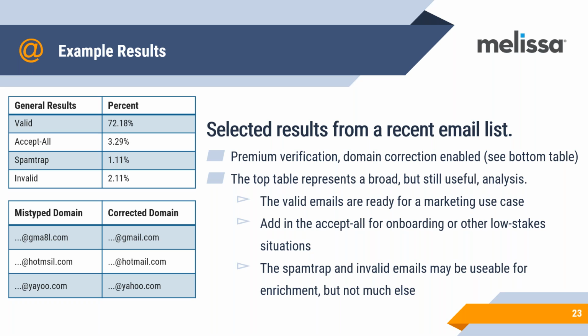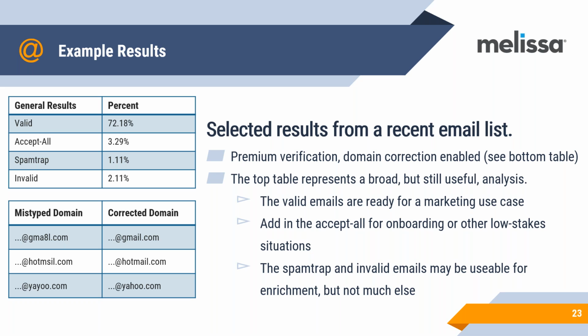This is just a few data points from a recent list we processed. You'll notice the percentages don't quite add up to 100. I just drew out the most important ones. Every list is different, of course. This one had a notably low percentage of accept all emails, for example. This is largely due to our recent improvements with how we handle accept all emails. But like I said, every list is different.